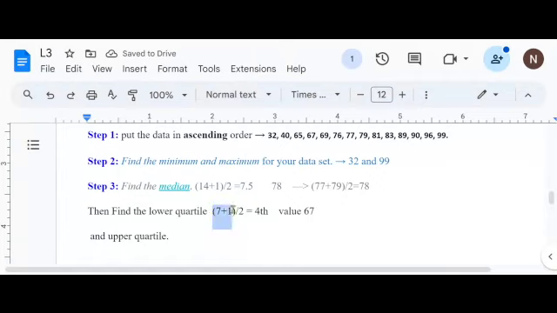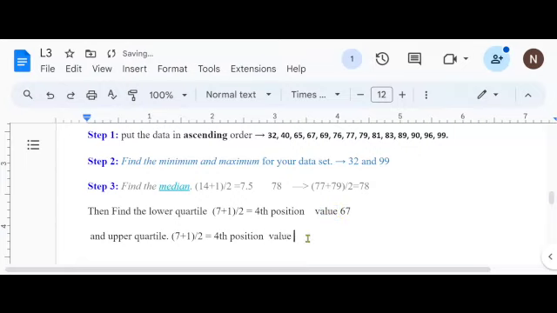Now let's go for the upper quartile. The upper quartile will be the same thing. 7 plus 1 gives you the fourth position. What's the fourth position? 89. The value is 89.